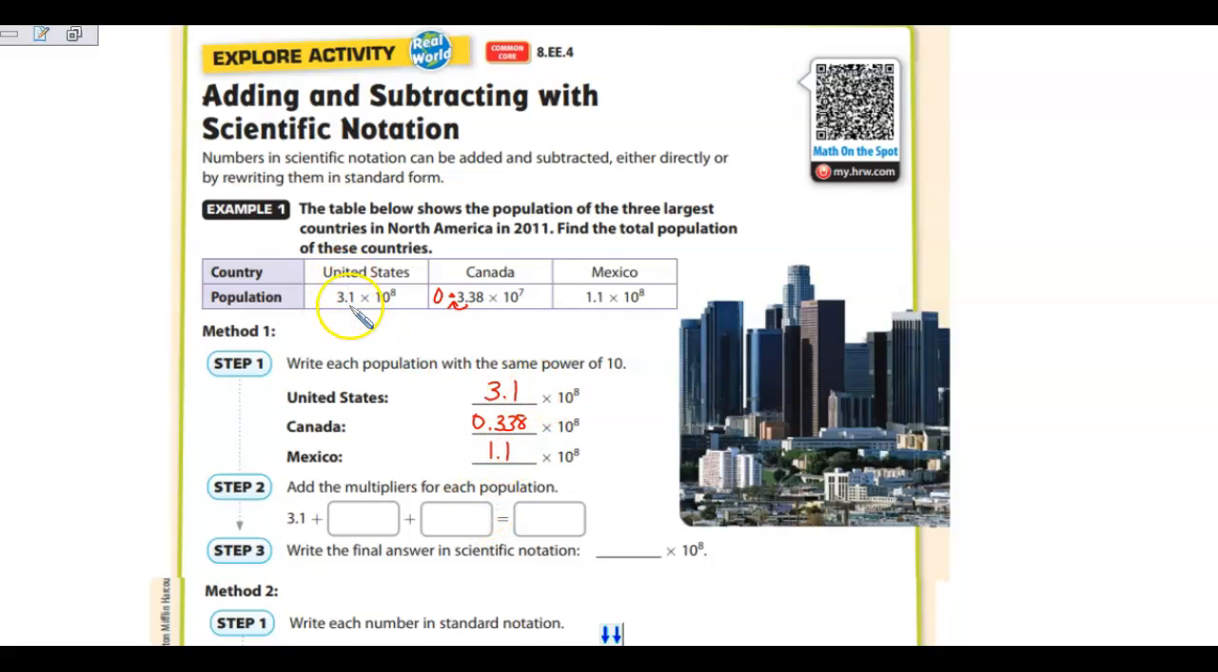And now we can just add these numbers together. And so I'm going to have the 3.1 and the 0.338 and add that to 1.1. And that's going to give us 4.538. Because now all of them are the same, this answer is just written as 4.538 times 10 to the 8th power. Okay, so that's one way.